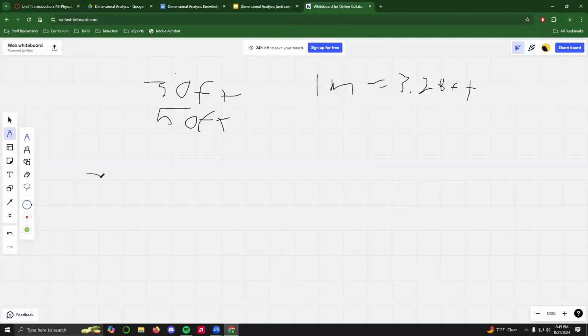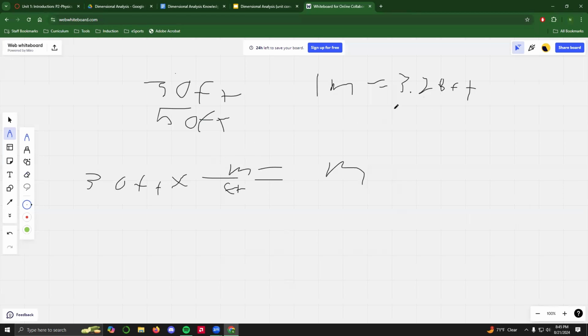So we can take these. So first things first, 30 feet. Let's convert this to meters, because that's going to be what our answer is. So feet's in the numerator, and we want to cancel it out. So we'll put feet in the denominator on this side, and then we want to change it to meters. So that's going to go in the numerator, since meters is in the numerator of our answer on this side.